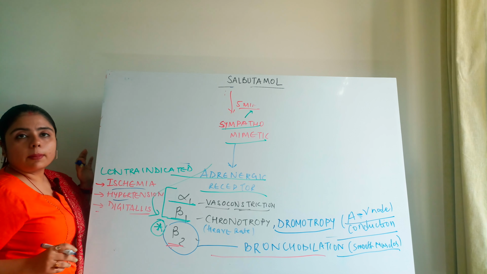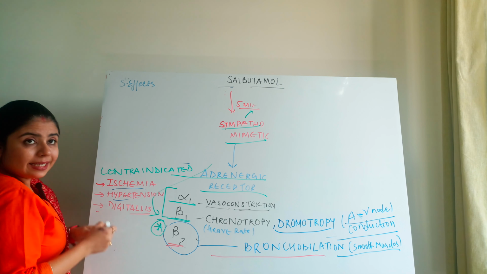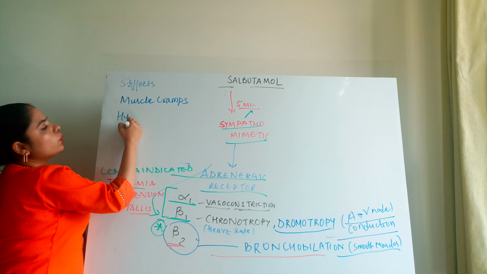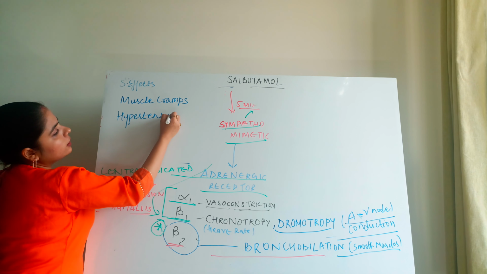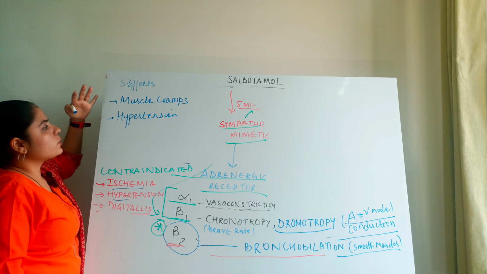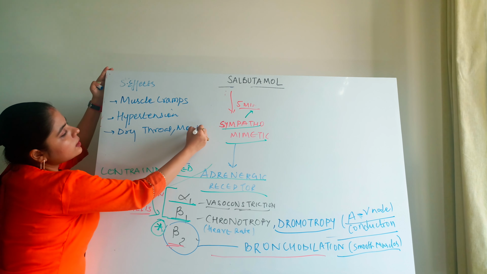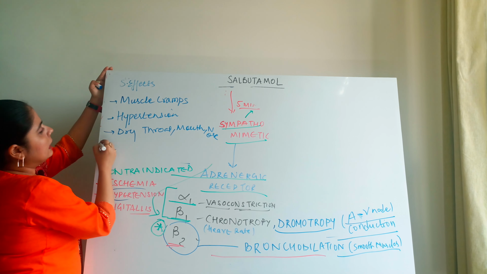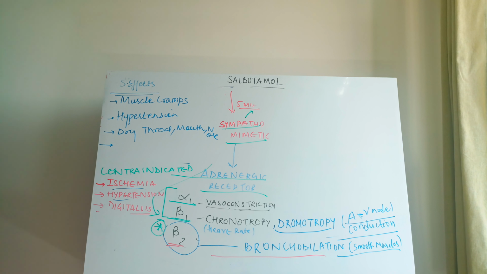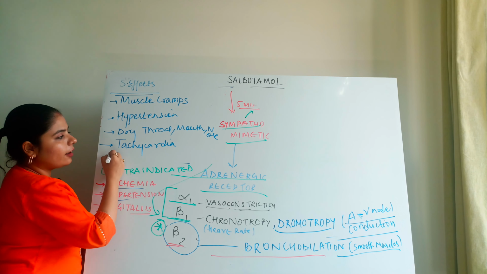Salbutamol will be responsible for mimicking the sympathetic action, that is, triggering the heart conduction. Okay, let's learn about the side effects of the drug. The side effects are muscle cramps and hypertension. As we all know, this drug is also targeting the alpha 1 and beta 1 receptors, so the side effects include effects on the heart. It causes dry throat, dry mouth, dry nose. It is also responsible for tachycardia because it is increasing the heart rate, right?